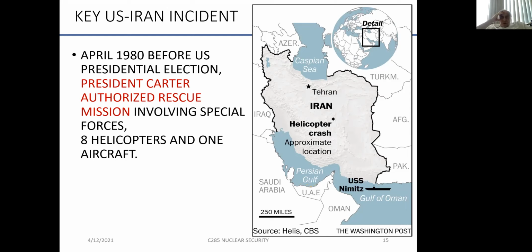Some believe if Carter had somehow pulled off the rescue mission, he would have been able to defeat Reagan, and that would have changed the whole future of US policy. But we'll never know. It didn't happen. The rescue operation was a failure. Carter was humiliated in April, and in the election in November, he was substantially defeated by Governor Reagan, governor of California, to be the new American president.